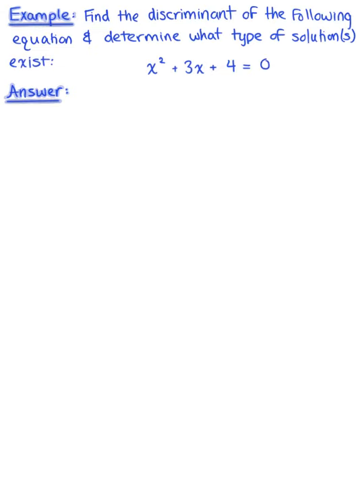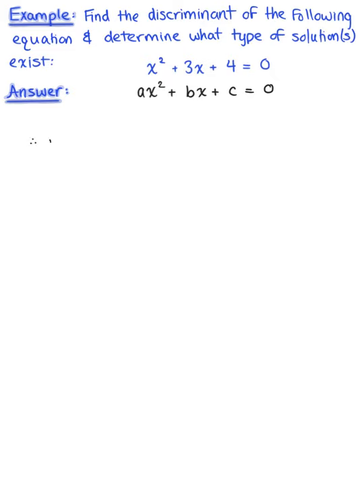Find the discriminant of the following equation and determine what type of solution or solutions exist. And here we are given the beautiful quadratic equation, x squared plus 3x plus 4 equals 0. So again, we need to start by identifying the coefficients of this equation and then using those coefficients in our discriminant formula. So looking at this quadratic equation, we can see it's of the form ax squared plus bx plus c is equal to 0.